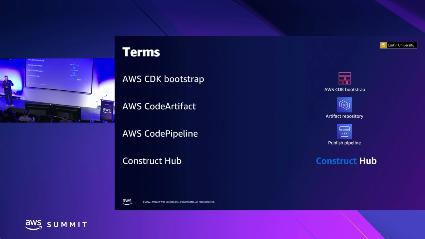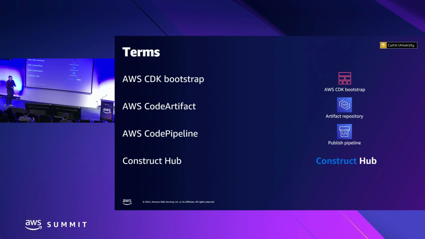And finally, Construct Hub is an open source way of sharing constructs; it's a public application where you can build and share constructs. But it has a self-hosted model, and for Curtin, we used Construct Hub in that self-hosted model so that they could privately build and share their own constructs between the teams.